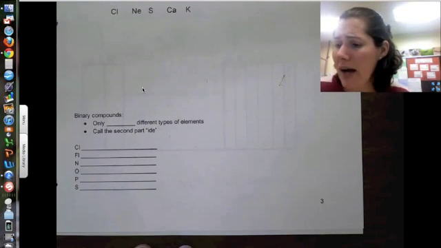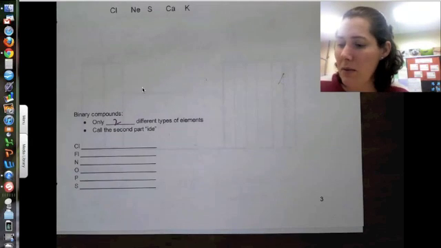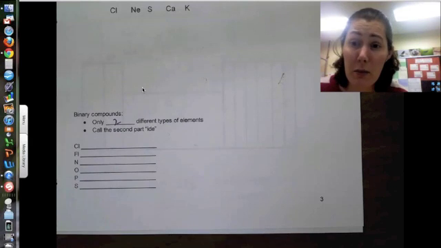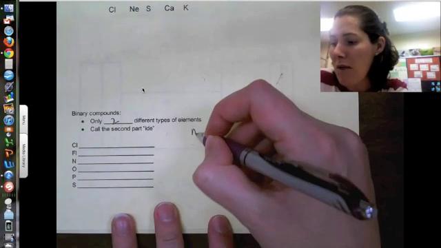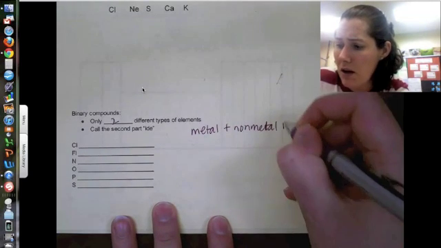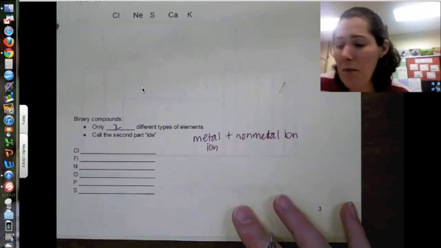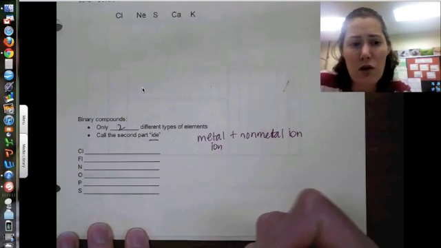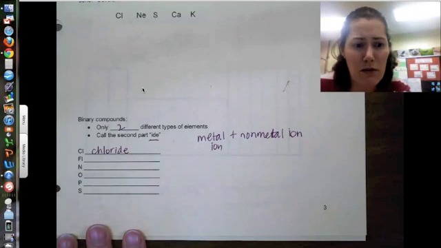And so we're back to ionic bonding. For binary compounds, there are only 2 different types of elements. This is the simplest type of ionic bond, and the simplest ones to name. We already saw that we have, if you remember, our metal plus the nonmetal. The metal goes first, and then the nonmetal ion comes next. So the metal ion is first, the nonmetal ion is next when we name it. And then we call the second nonmetal ions, they end with "ide." And so instead of chlorine, it'll be chloride, and you can probably fill in the others.